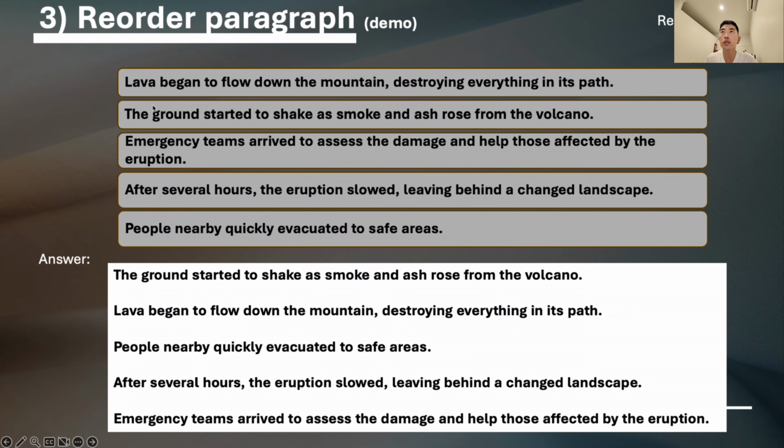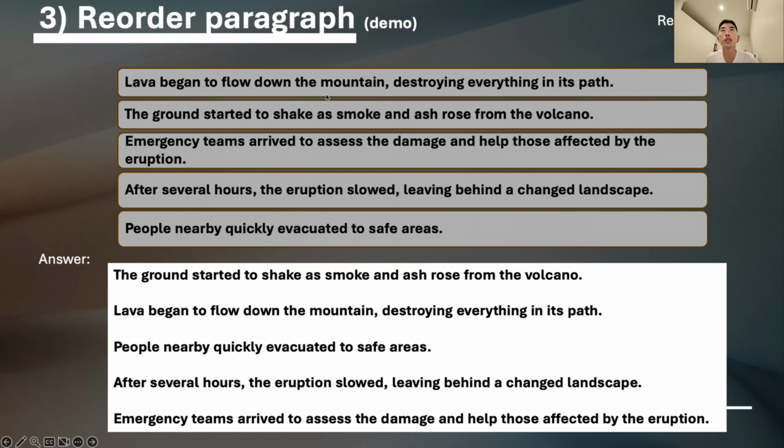In the test, you will be given sentences like this, all in jumbled order. And if you read it right now, it wouldn't make sense because there's no order at all. What you have to do is try to arrange these sentences in the right order so that when you read it all together, it makes sense. First, what you need to do is figure out which one is the independent sentence. So out of these sentences, you have to see which sentence can stand on its own.